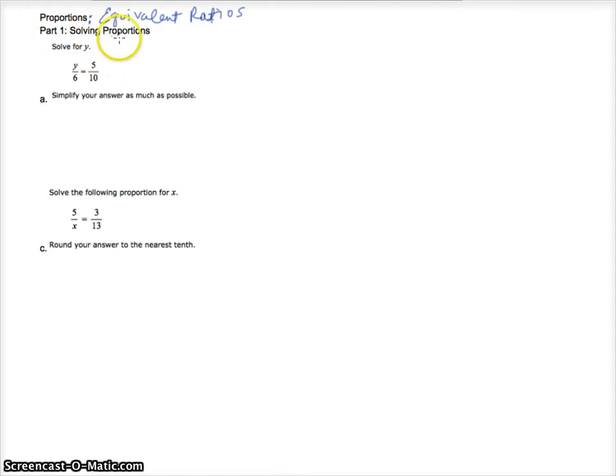So in part 1 it says we're going to just solve the proportions, and we're going to be solving for the variable that it gives us. For the proportion y over 6 equals 5 over 10, we're going to try and get y by itself. What we're going to do is called cross multiplication. So we're going to multiply diagonally.